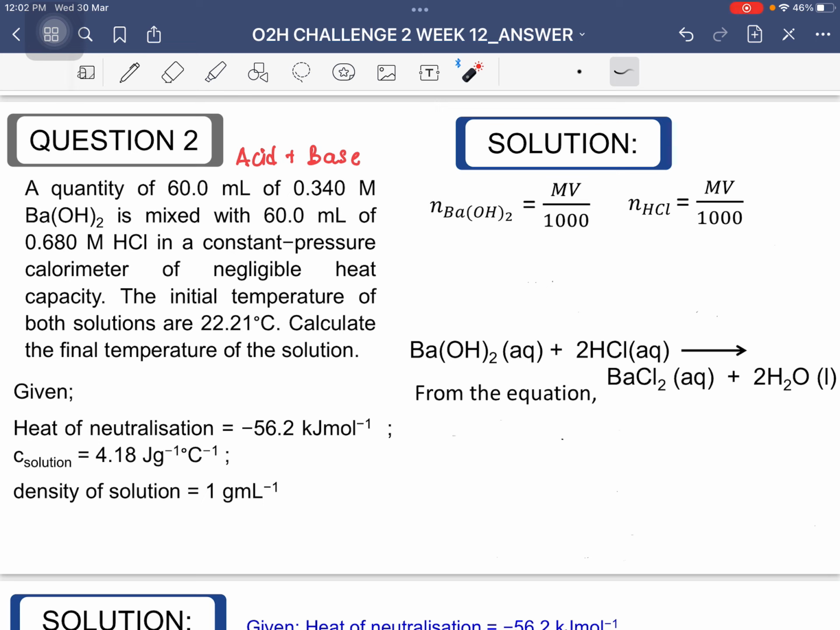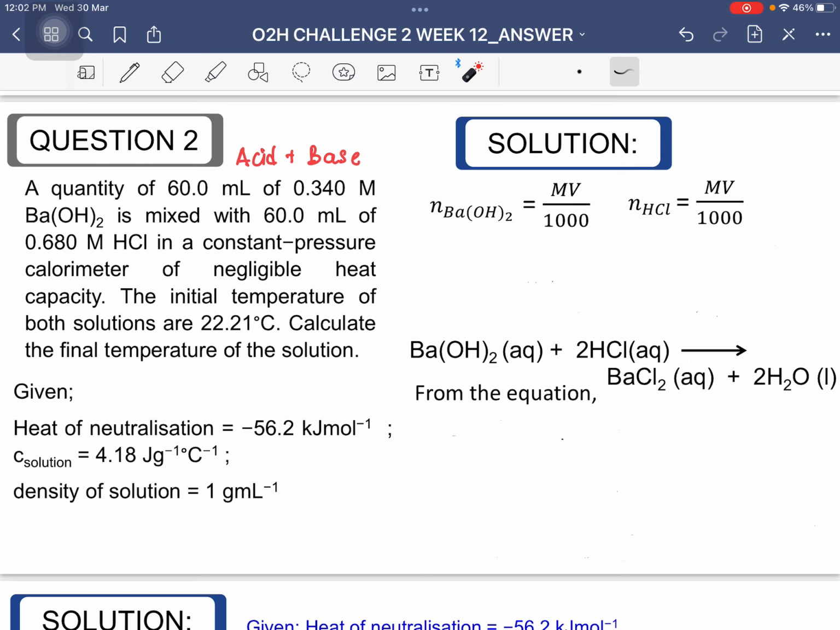Okay, so given from the question, let us extract the information from the question, which is the heat of neutralization given is negative 56.2 kilojoule per mole. That means for 1 mole of water formed during the neutralization, heat released is 56.2 kilojoule. And the specific heat capacity for the solution is 4.18 and the solution density is 1 gram per mL.